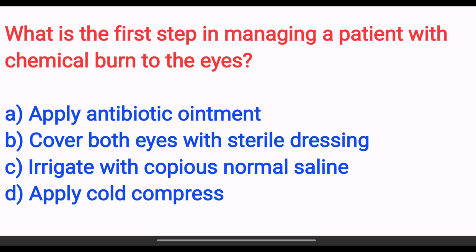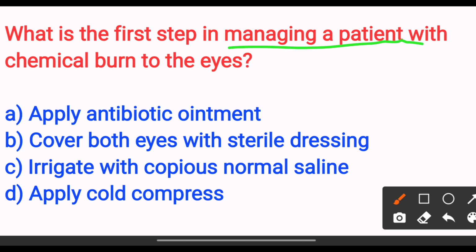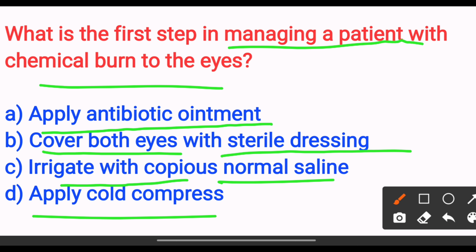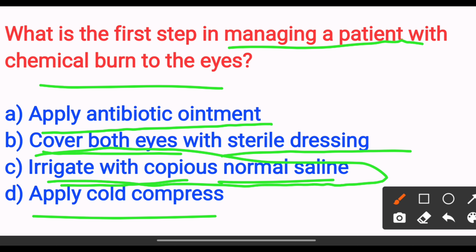Next, what is the first step in managing a patient with a chemical burn to the eye? Option A, apply antibiotic ointment, option B, cover both eyes with a sterile dressing, option C, irrigate with copious normal saline, option D, apply cold compression. The answer is option C, irrigate with copious normal saline. At first we have to give copious normal saline. So the answer is option C.